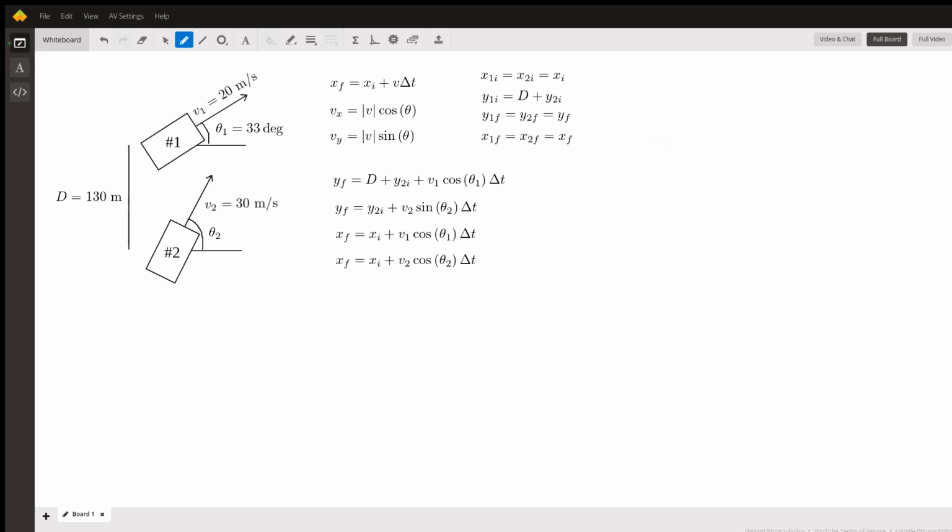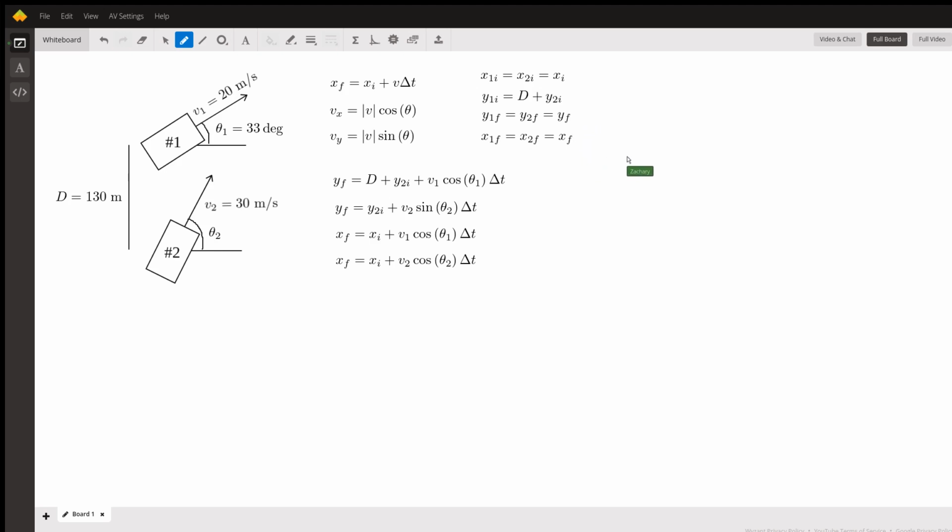The problem is asking what the angle theta 2 is and what the time of the collision is if they are to collide with each other in their paths, which means that their ending position has to be the same. If they're colliding, they're ending up at the same point. So y1 final is equal to y2 final, and x1 final equals x2 final. We're just going to use y final and x final for both of these.